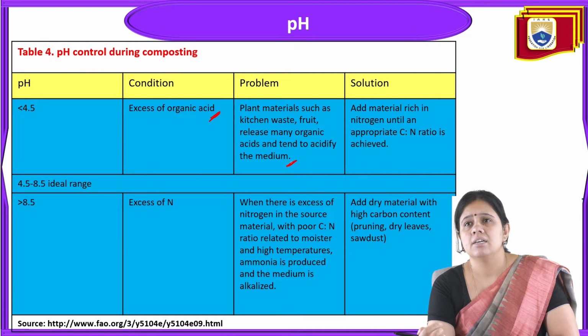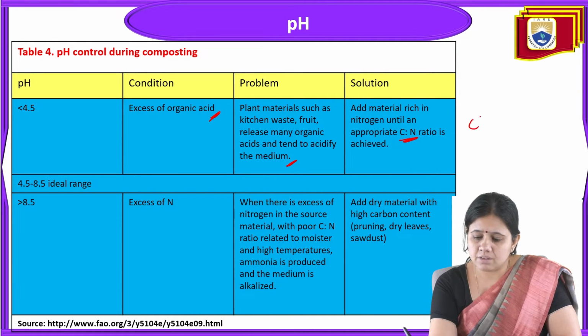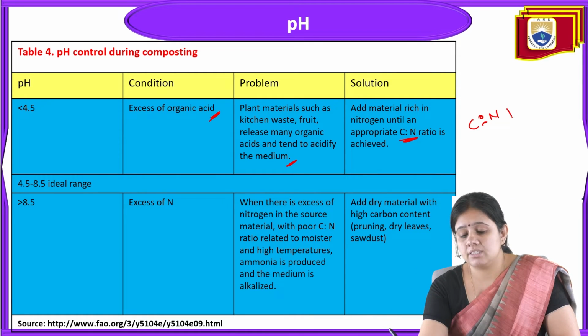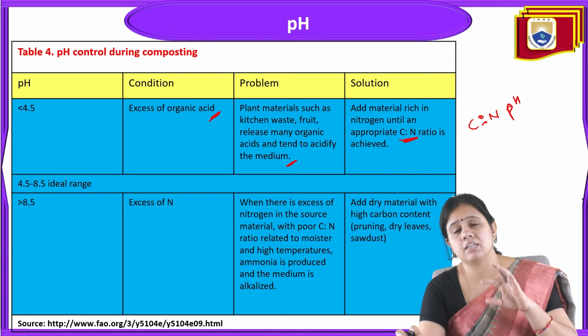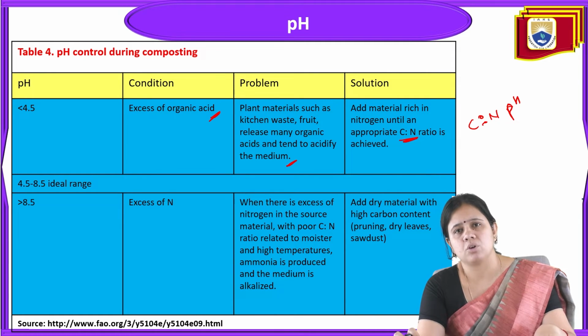So what solution should we adopt to avoid this kind of condition? We should add materials rich in nitrogen until an appropriate CN ratio is achieved. If the ideal pH is there, then only the CN ratio can be achieved. Otherwise, the compost, that humus, is not very effective, will not be homogenized, and is not free from microbes.